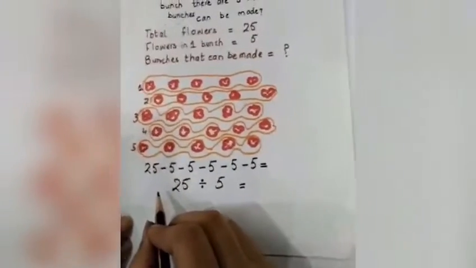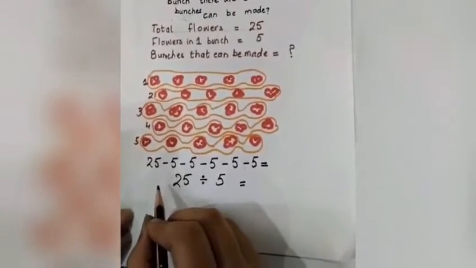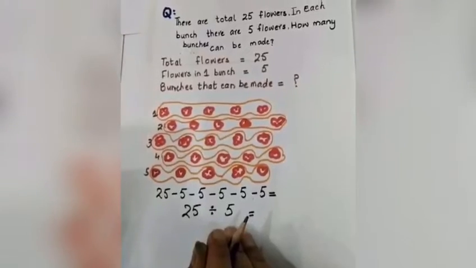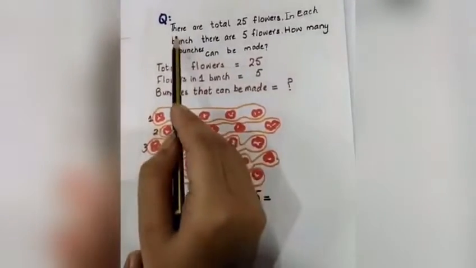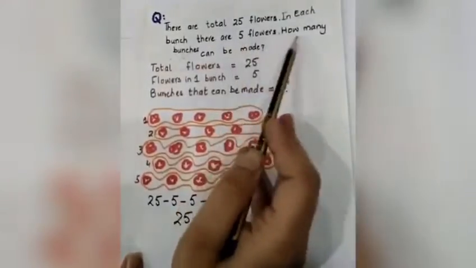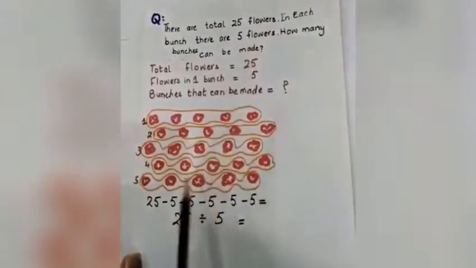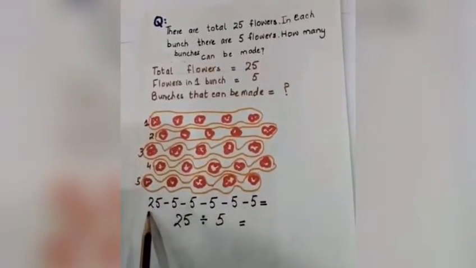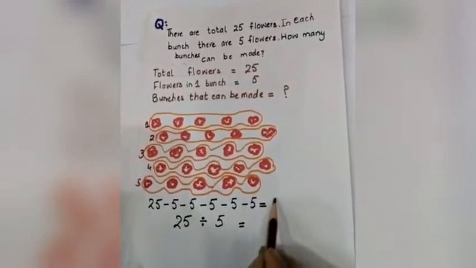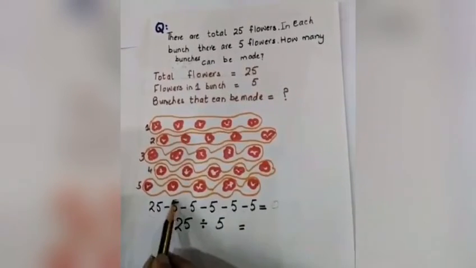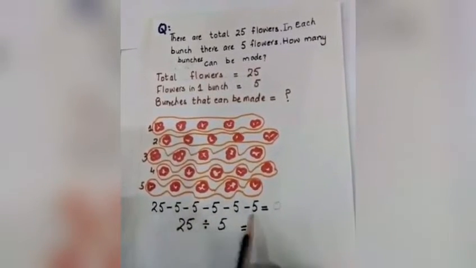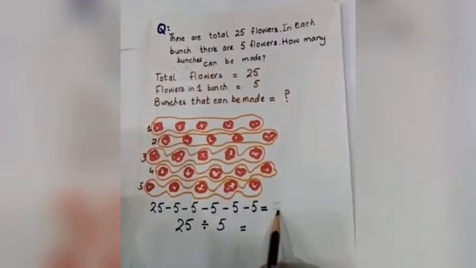Now we are going to discuss division here. Division is interlinked with repeated subtraction. That is the technique we are going to discuss here. Let's have a look at this word problem. There are total 25 flowers. In each bunch there are 5 flowers. How many bunches can be made? So, starting from 25, I will keep on subtracting 5 till I reach 0, because I have to make bunches of 5 from 25 till I get nothing.